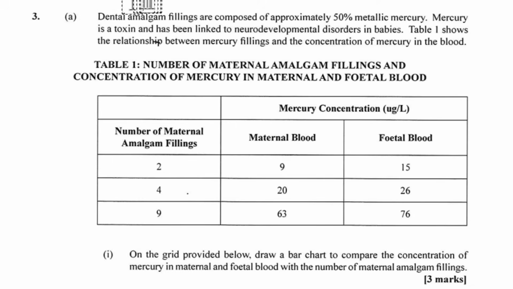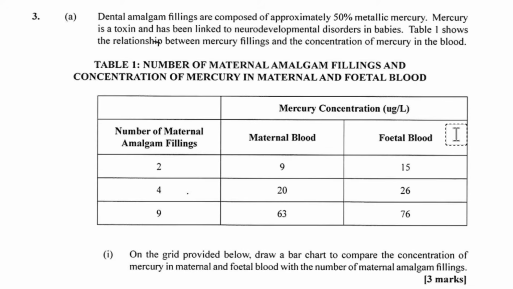3A. Dental amalgam fillings are composed of approximately 50% metallic mercury. Mercury is a toxin and has been linked to neurodevelopment disorders in babies. Table 1 shows the relationship between mercury fillings and the concentration of mercury in the blood. Let's look at the table here. The table shows the number of maternal amalgam fillings, and you'll see we have 2, 4, and 9. Then we have the mercury concentration in micrograms per liter, here in the maternal blood, and here in the fetal blood.